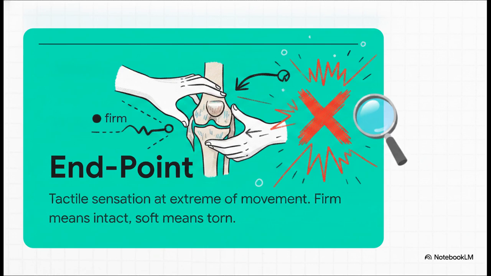Before we start doing these specific tests, we really need to talk about what your hand should actually be searching for. It all comes down to this core concept called the end point. When you stress a healthy ligament, you should feel a sudden, extremely distinct, firm stop. That firm end point is the ligament doing its job, telling you it's intact. But if the ligament is torn, that sudden stop vanishes. Instead, you get a soft, mushy, or delayed endpoint. When you feel that soft endpoint, alarm bells should be ringing in your head, because it is a massive red flag for a rupture.